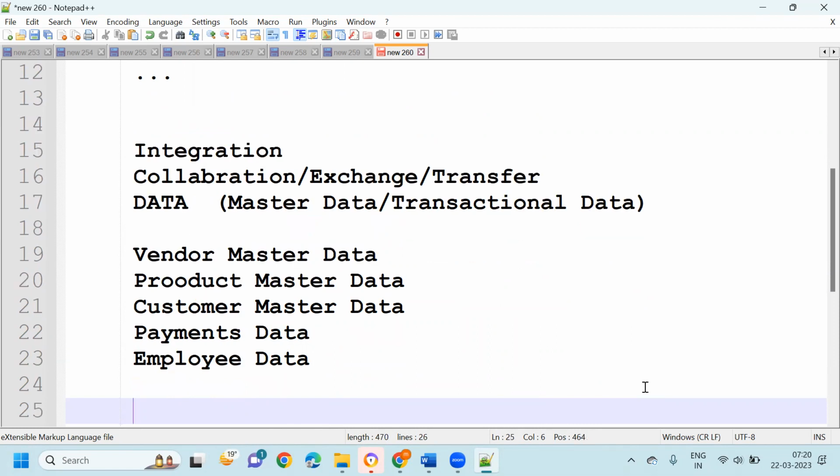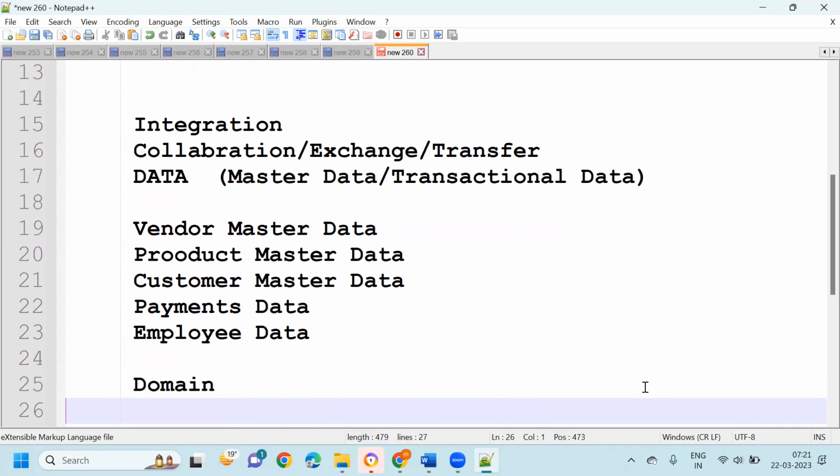So we are talking about domain business here. What do you mean by domain business? Domain organizations. In real time, we can see n number of domain organizations. Some are related to farmer related domain organizations. Some are related to manufacturing domain organizations.